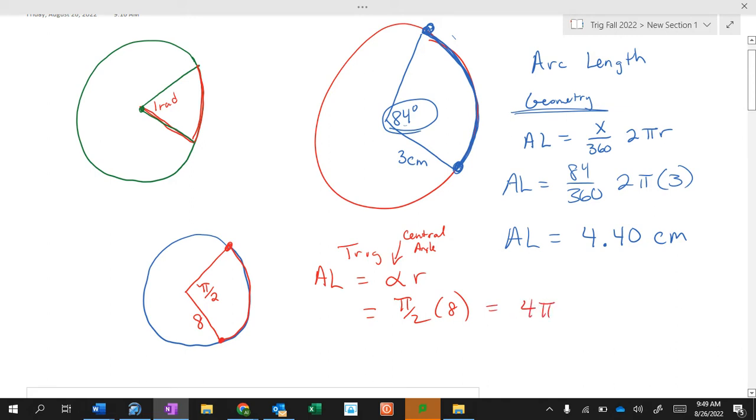If you are told to leave it in terms of pi, there you go. If you're told to round it to the nearest tenth, 4 times pi is like 12.56, I think. If this is in centimeters, 12.56 centimeters. Arc length. That's the distance around part of the circle. The distance around the whole circle is the circumference, 2 pi r, but if you go in part way, it's the arc length.